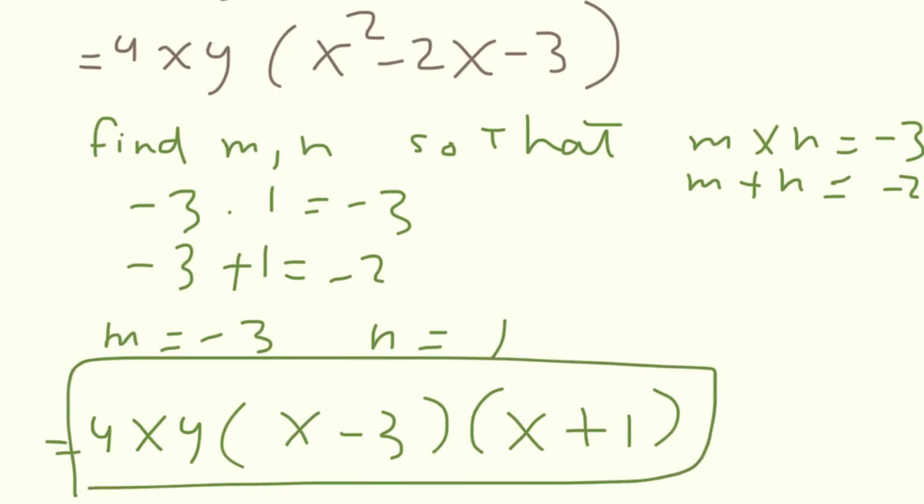Okay, any question about that? Clear? So it's two steps. The first step, you take a common factor, and second step, you find two numbers m and n, and once you find them you write them in the answer.